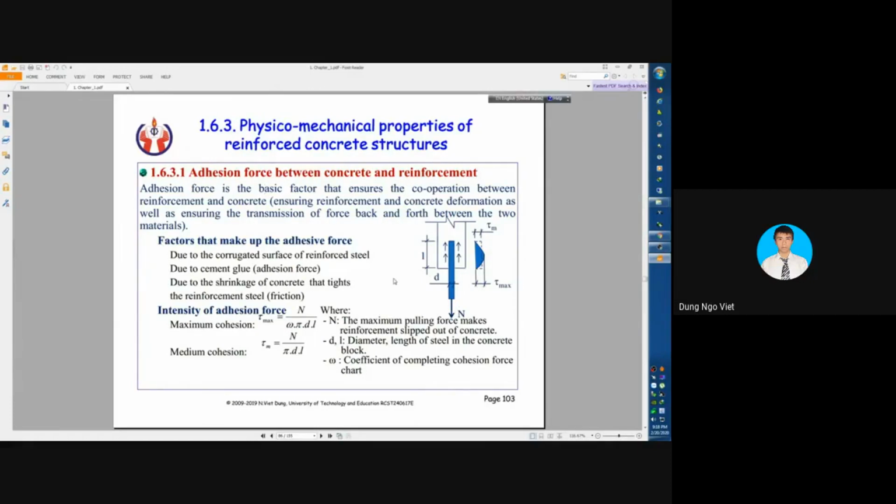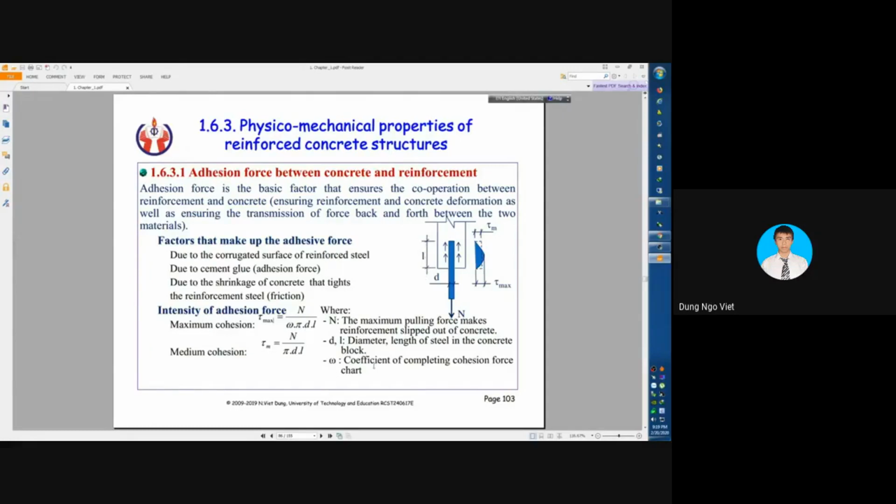So the intensity of adhesion force. And this is the formula to estimate the maximum cohesion, and this to estimate the medium cohesion. In these two formulas, N is the maximum pulling force that makes reinforcement slip out of concrete, and D and L are the diameter and length of steel in the concrete block. D is the diameter and L is the actual length.